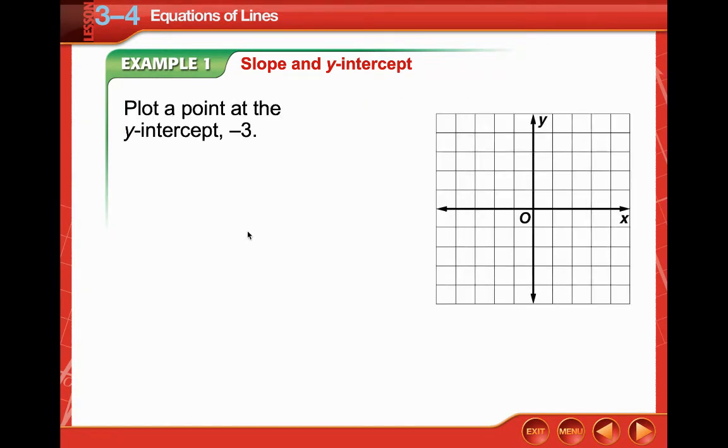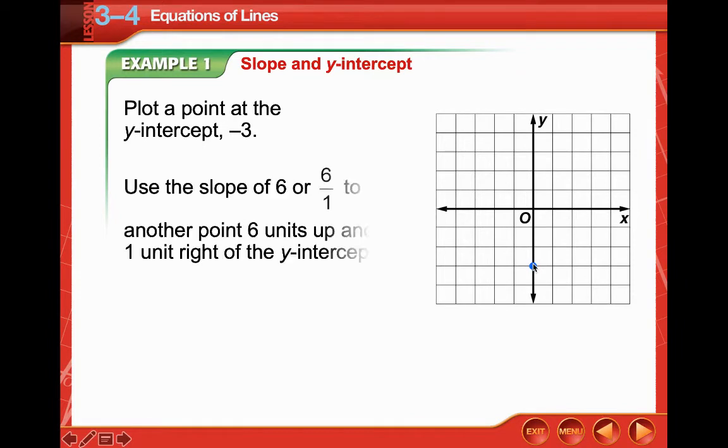Plot a point at the y-intercept, which is -3. So we start here at the origin and go down 1, 2, 3 to -3, and plot a point there. Then use a slope of 6. Whenever you have a whole number as a slope, you put a slash there and put a 1 underneath: 6 over 1. Remember, any number divided by 1 is that same number, and a fraction is just dividing. So 6 over 1 is the same thing as 6 divided by 1, which is just 6. If your slope is 29, it's the same thing as saying 29 over 1. For this one, though, it's 6.